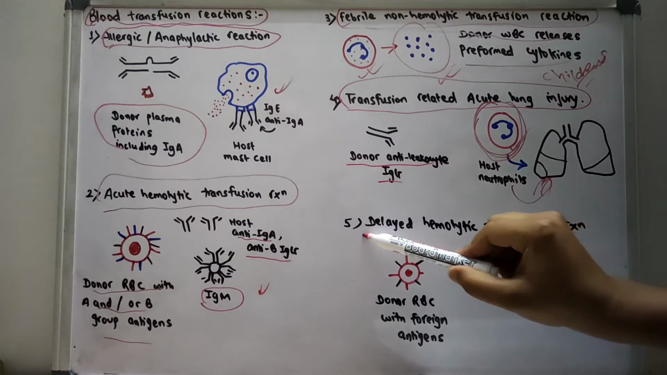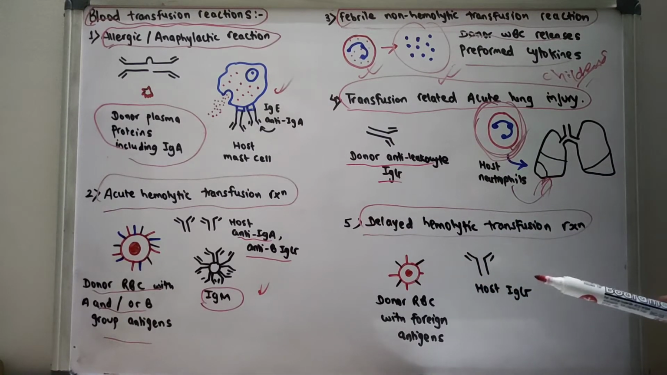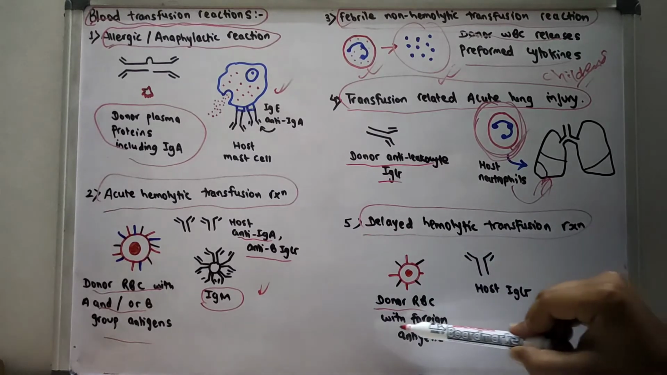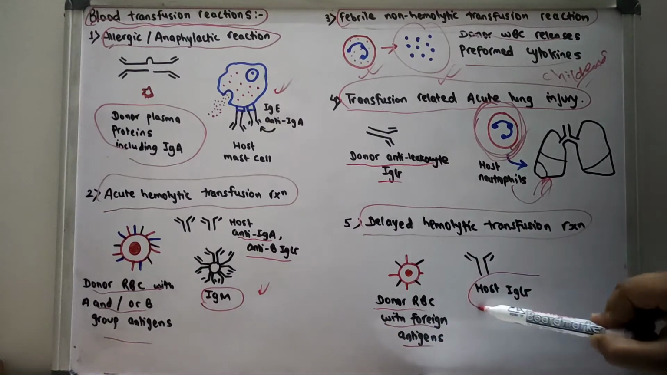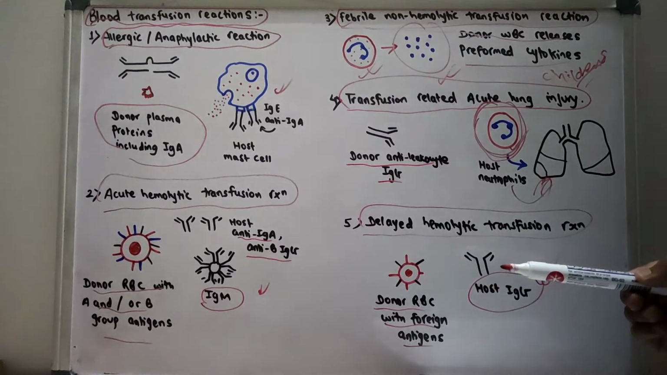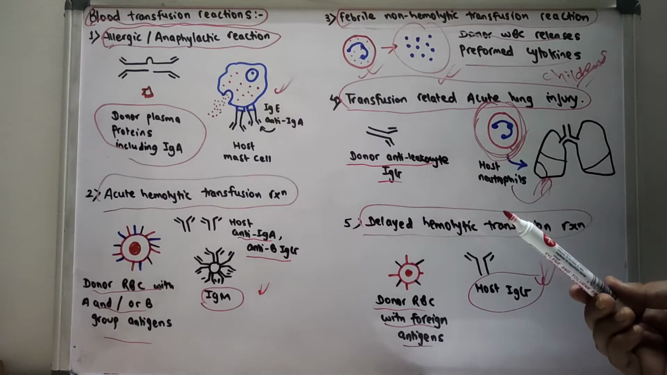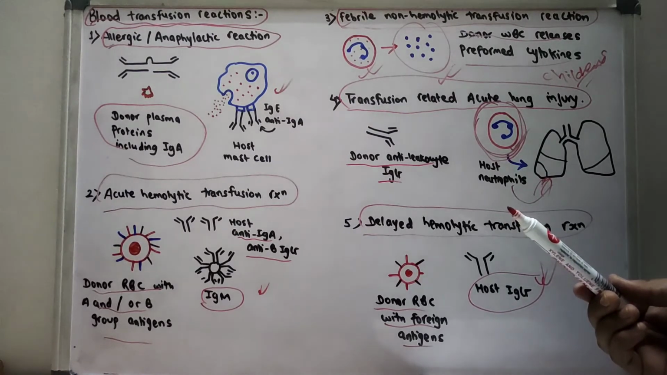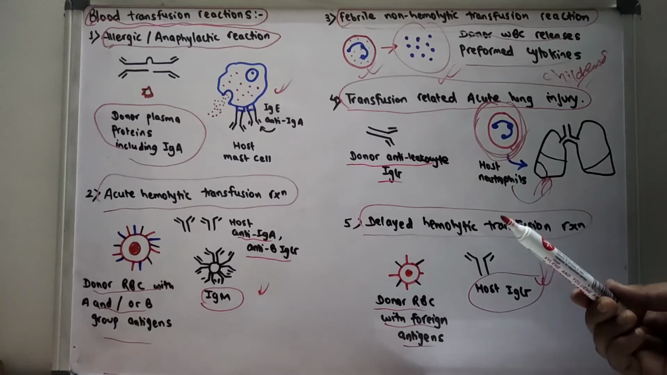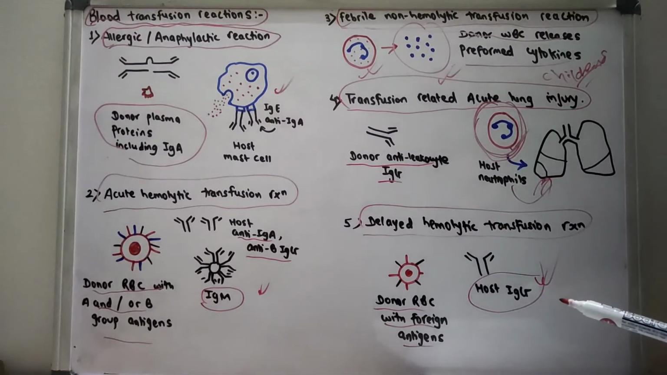Now let us talk about the delayed hemolytic transfusion reaction. In the delayed hemolytic transfusion reaction, there is mainly a role of the donor RBC with the foreign antigen and the host immunoglobulin G. Here there is an anamnestic response to the foreign antigen on the donor RBC, most commonly rhesus or other minor blood group antigens, previously encountered by the recipient. This typically causes extravascular hemolysis.